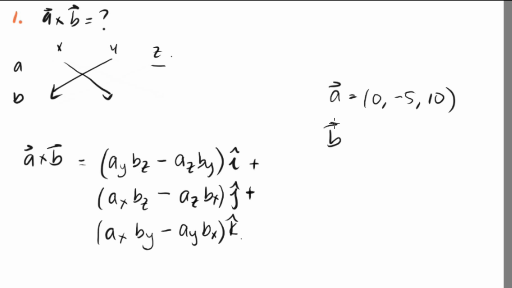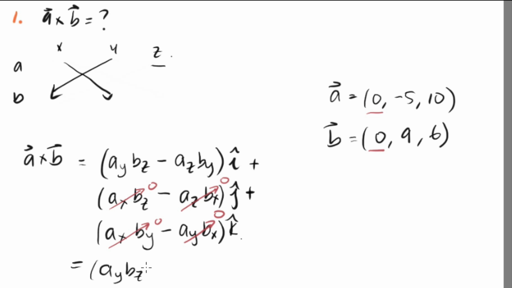I'll write out my two vectors a and b. So a is 0, -5 and 10, and b is 0, 9 and 6. Since the x components of both a and b are 0, that means I can get rid of any x components in my cross product formula. And that leaves me with the formula that my cross product is ay bz minus az by in the i direction. And so then I can just substitute in my values.